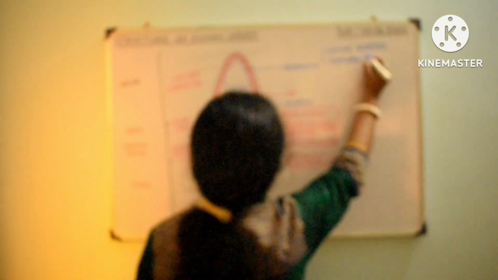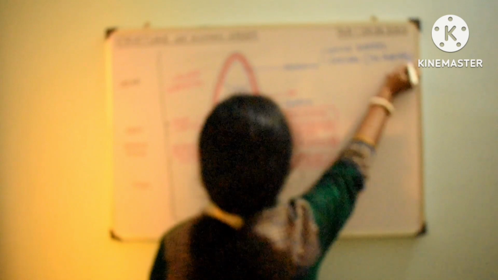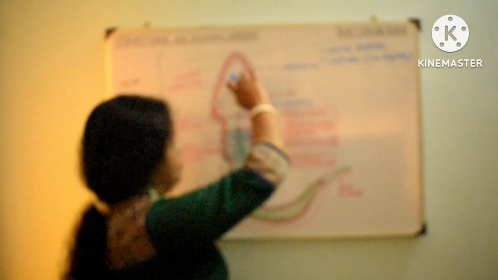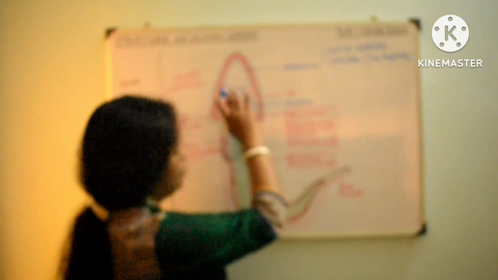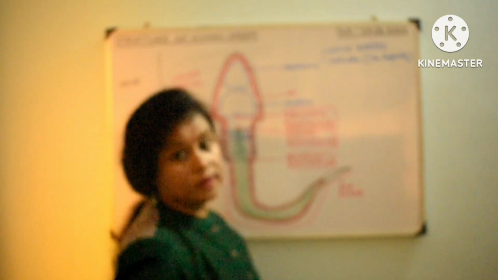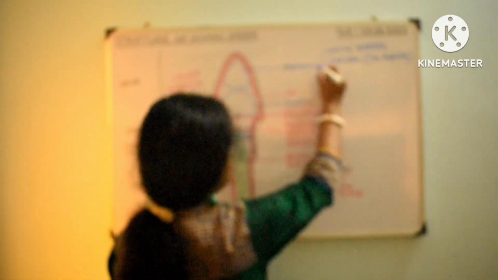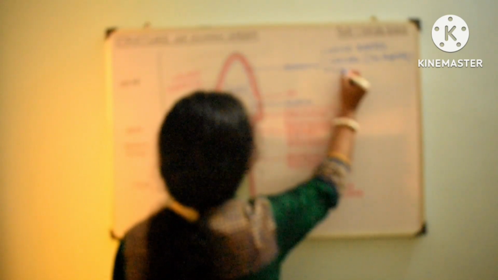Cap-like. And the cap, it is two-layered. The covering of the acrosome is a two-layered sheath, and the frontal portion of this acrosome is known as the cap, and the whole structure is cap-like.